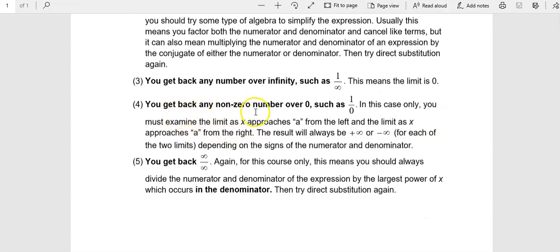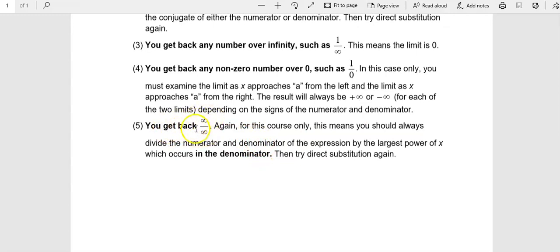Number 4, if you get back any non-zero number over 0, such as 1 over 0, you have to evaluate the limit as x approaches a from the left, and the limit as x approaches a from the right. The result is always going to be either positive infinity or negative infinity, depending on the signs. And finally, number 5, if you get back infinity over infinity, and again this is for this course only, because there are functions where you get infinity over infinity but what I'm showing you here would not work. There are other techniques beyond the scope of this course. Always divide the numerator and denominator of the expression by the largest power of x which occurs in the denominator, and then try direct substitution again.